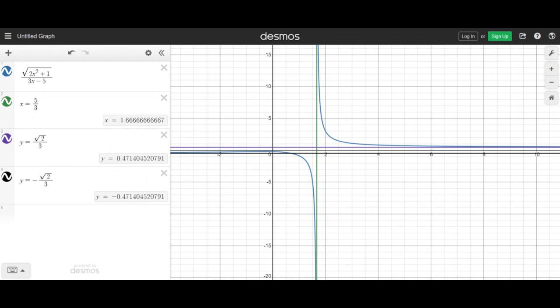So again, please use Desmos to your advantage. Graph these functions, because it's a good way to catch any mistakes that you might have made in finding the asymptotes, right? All right.